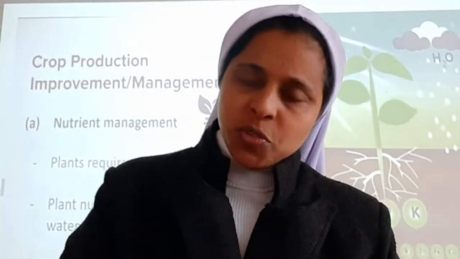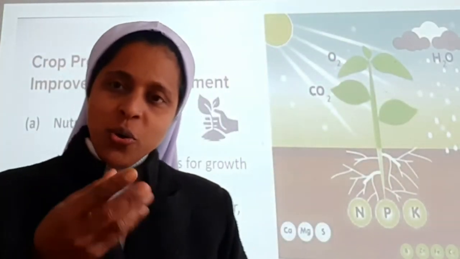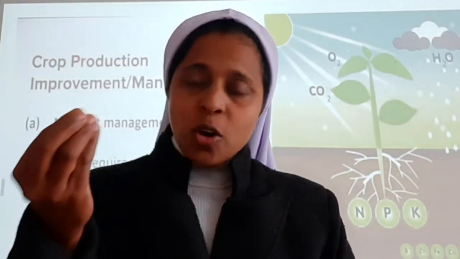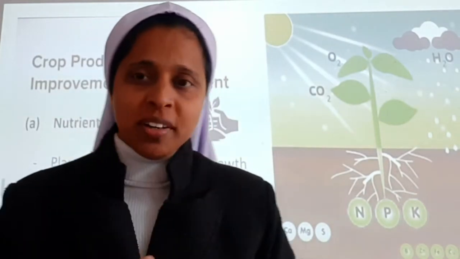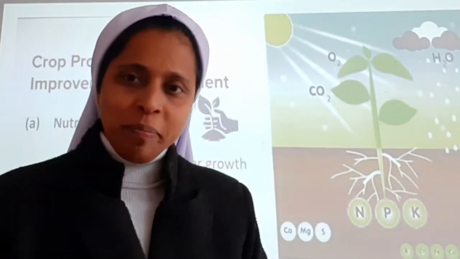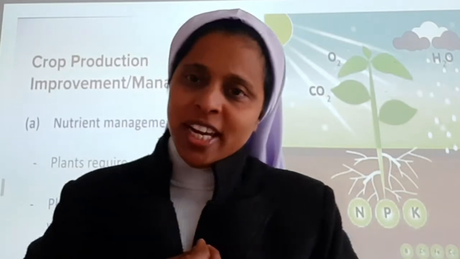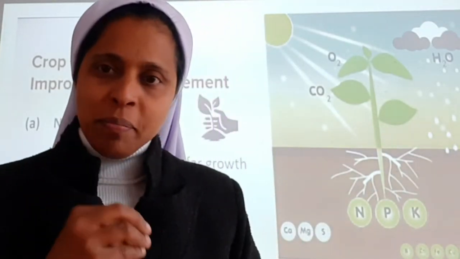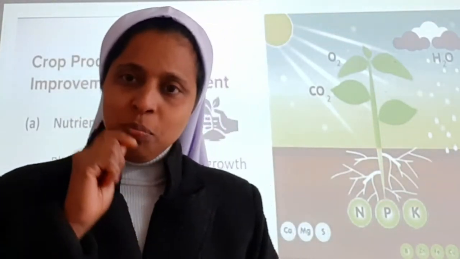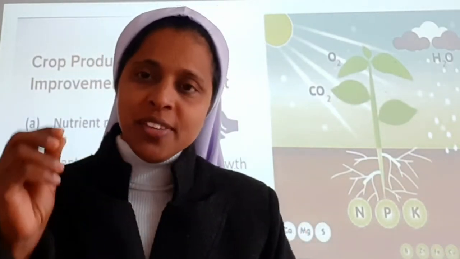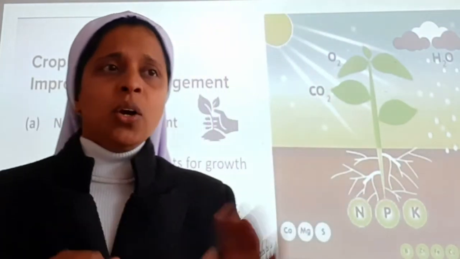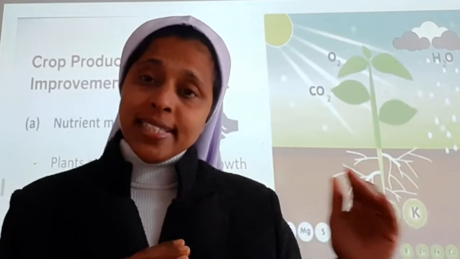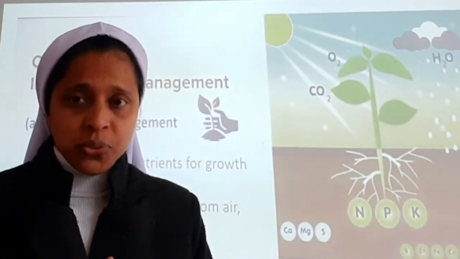Nutrient management. Plants cannot go and drink, or ask, I want a glass of Horlicks, or I need a glass of Boost, or I need Complan. They cannot say like that. Whenever we require extra nutrients, our mummy and papa give us Horlicks or Boost, whatever is needed or necessary, provided by our parents. So the farmers provide nutrients. Plants require nutrients for growth.